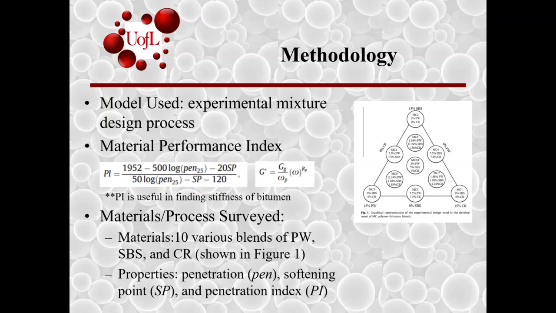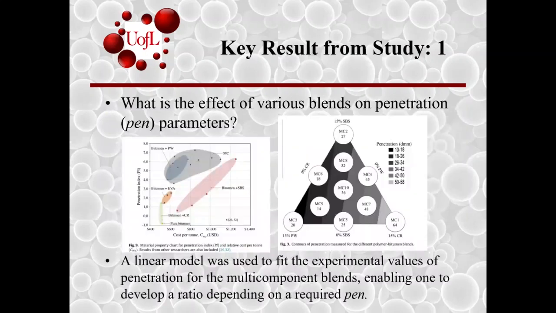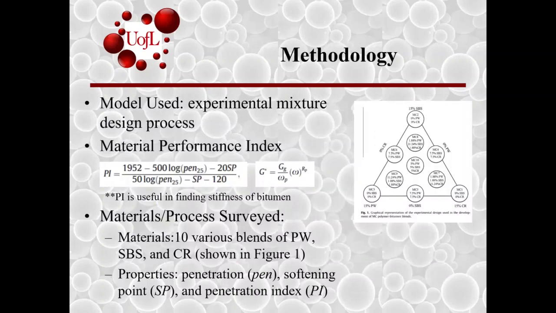From this, you could determine what the varying levels of penetration or softening point were. And those would go into the equation for PI, which is your material performance index, your penetration index. And this number is useful in finding the stiffness of bitumen. So your materials and process surveyed were 10 various blends of PW, SBS, and CR. And the properties you're looking at were penetration, softening point, and the penetration index.